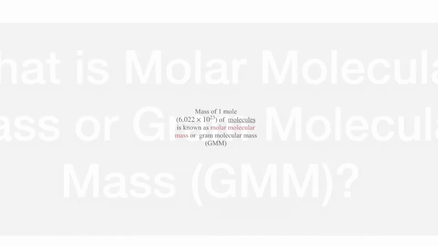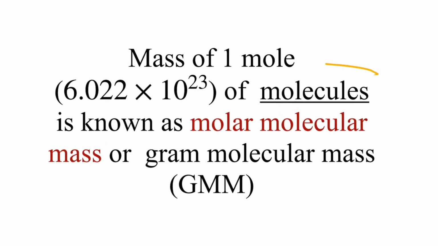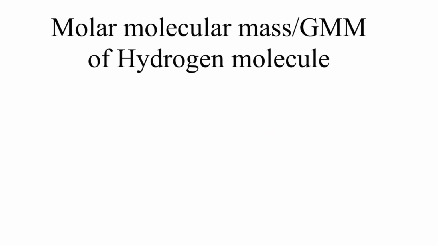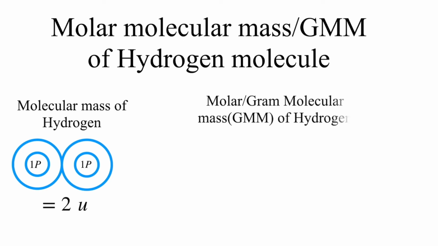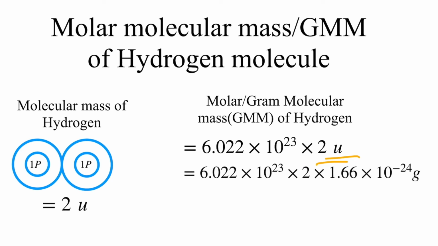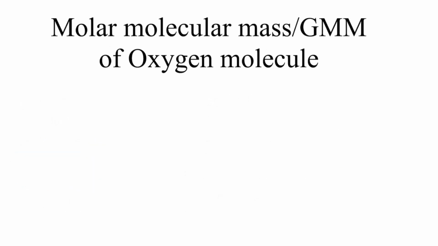Now let's check out what is gram molecular mass. The gram molecular mass is the mass of 1 mole of molecules. So for example, a hydrogen molecule contains 2 hydrogen atoms and its mass is 2 units. So the mass of 1 mole of hydrogen molecules will be 1 mole multiplied by 2 units, which is the mass of 1 molecule of hydrogen. And when we represent this unit in grams, we will get the gram molecular mass of hydrogen, which is equal to 2 grams.